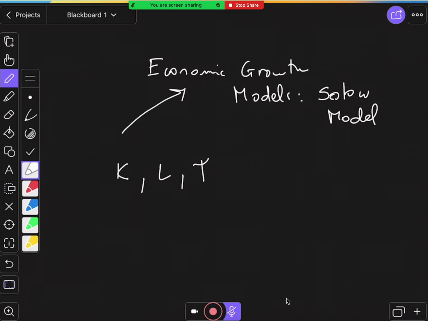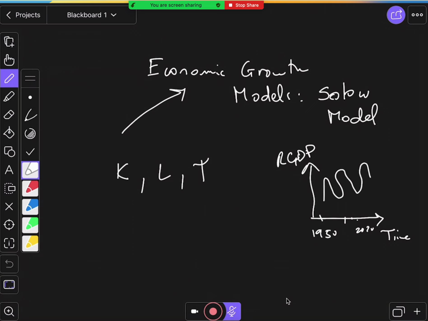And again, this graph that I keep drawing, which is time, the years, let's say from 1950 all the way up to 2020, for example, and this is the real GDP, right? We will see periods of ups and downs. We call it business cycles. But this topic is about this line, right? So this is the trend, and this is economic growth. Okay, so this line is the economic growth.